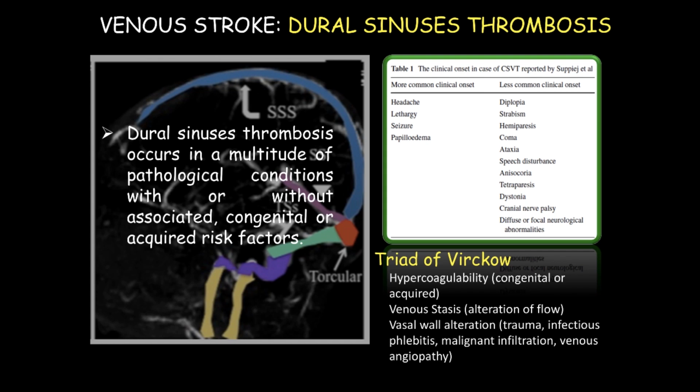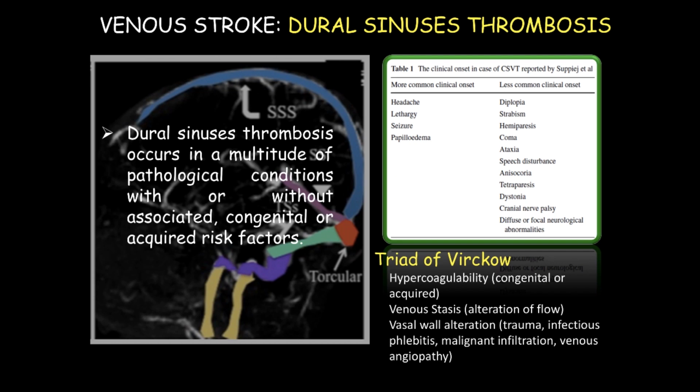When we think about strokes, we think about an arterial problem, but this is not always the reality. Sometimes we can have a venous stroke. The most important thing in neuroradiology when we suspect a venous stroke is that we do not have a lesion that is related to an arterial blood supply territory. Dural sinus thrombosis occurs in many cases.